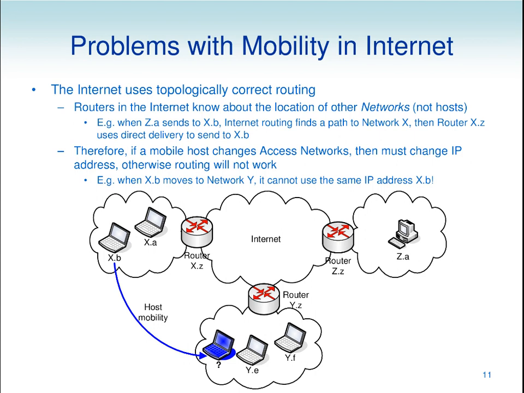Now, if X.B has moved to this new access network and the same thing happens, that datagram will be delivered to router X, and now what does that do? We have a problem, because if the data gets here and the host is no longer on the subnet, we cannot deliver the data to that host. We cannot route that data to the host because it's somewhere else. Unless somehow this router knows it's somewhere else, we'd not be able to receive the data. So that's why, as people correctly identified, if we move here, we need to change our address to Y dot something. What's the problem with changing your address?